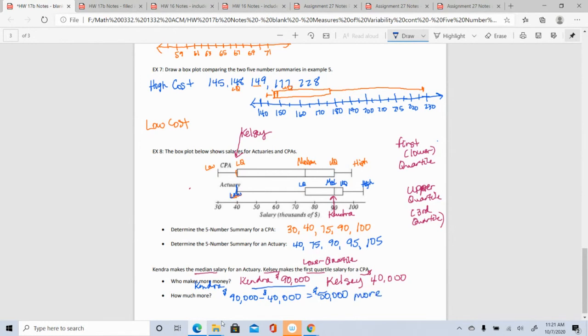Now you could have figured this out using the 90 and the 40. So we've got the 90 and the 40 here. You could have said, okay, 90 minus 40, which is 50, but you've got to remember to look back at the problem and make sure that you change that into thousands of dollars. So that would be 50,000 as well.